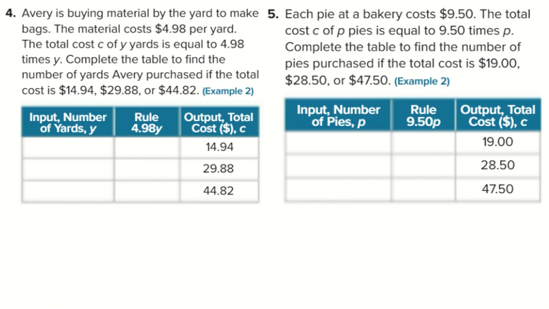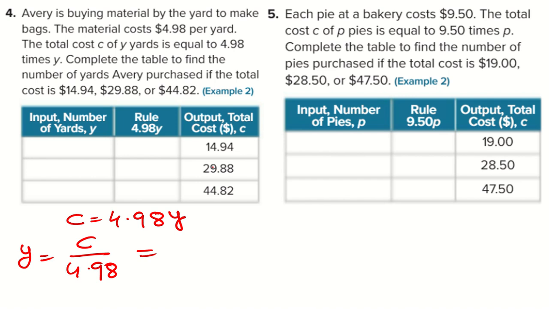Now, this question is reverse. Why? Because in this question, you have the output and you need to find the input. Okay? So, what will you do here? See, what is the rule? The rule is C is equal to 4.98y and you have to find y now. So, what will y be? y will be C divided by 4.98. So, for this, the value of C is 14.94.